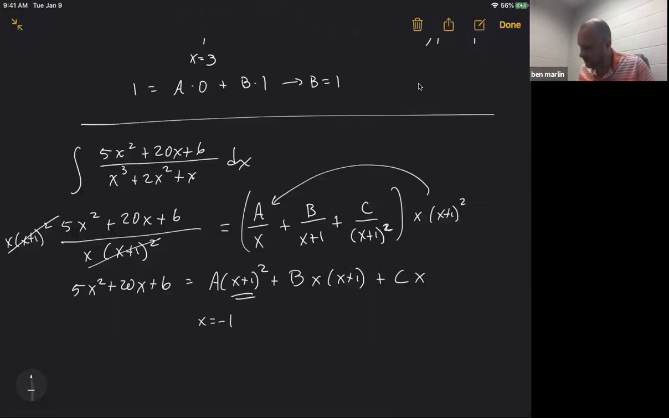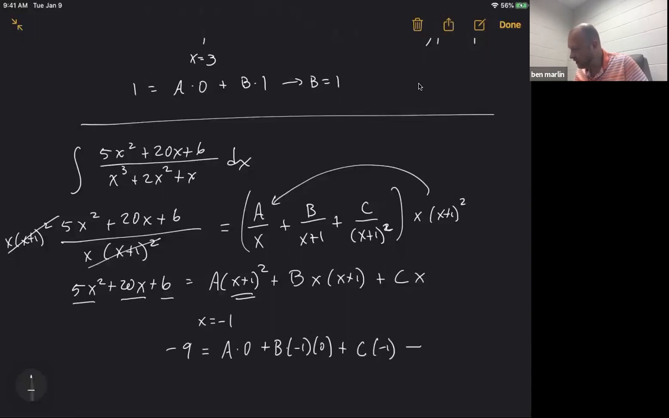On your left-hand side, then, you are going to see that you'd have to get +5 and negative 20. So that means negative 15 so far, and then plus 6. So you end up with a negative 9 equals A times 0, B times negative 1 times 0, but C times negative 1. And so since these terms dropped out, you can immediately see that C equals 9.